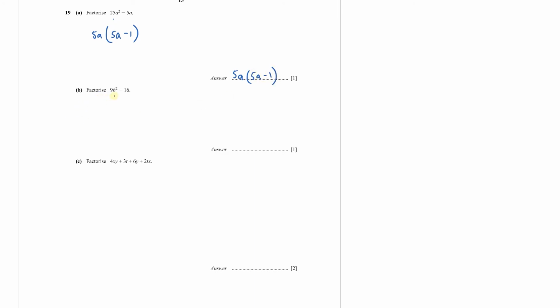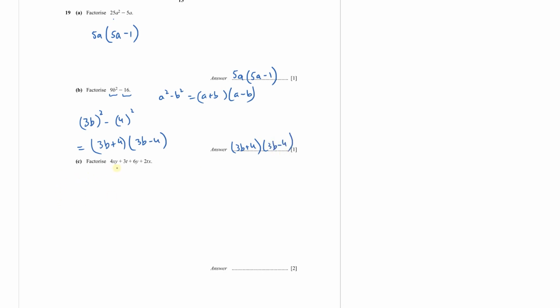Part B is factorize 9b square minus 16. Now both of these are perfect squares, so I can use the formula a square minus b square equals to a plus b into a minus b. So I can write them as 3b whole square minus 4 whole square, and then this will become 3b plus 4 into 3b minus 4. So your answer will be 3b plus 4 into 3b minus 4.